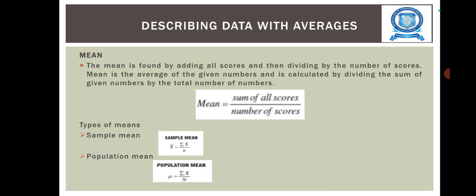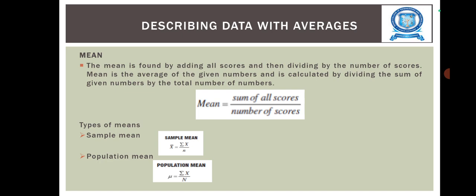Next one is mean. The mean is found by adding all scores and then dividing by the number of scores. Mean is the average of the given numbers and it is calculated by dividing the sum of given numbers by the total numbers. For example, mean equal to sum of all squares divided by number of squares.